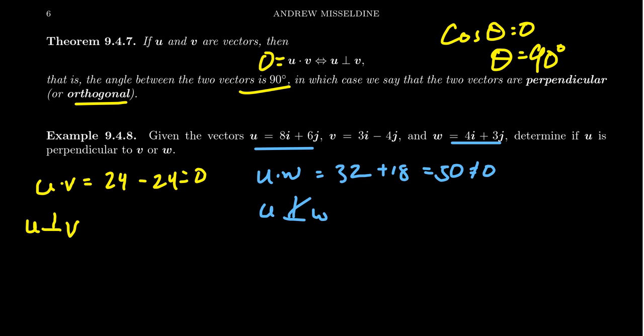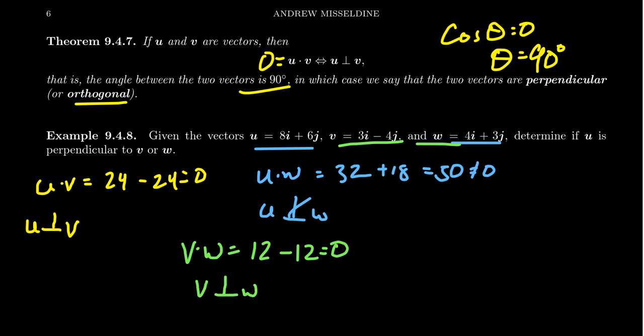What about v and w? Could we do something like that? Well, again, it's the same thing. To check whether two vectors are perpendicular to each other, just do their dot products. 4 times 3 gives you 12, minus 4 times 3, which is 12, again just gives you 0. So, okay, v is, in fact, perpendicular to w, because the dot product was equal to 0. So we can check to see if you have a right angle just using dot products.